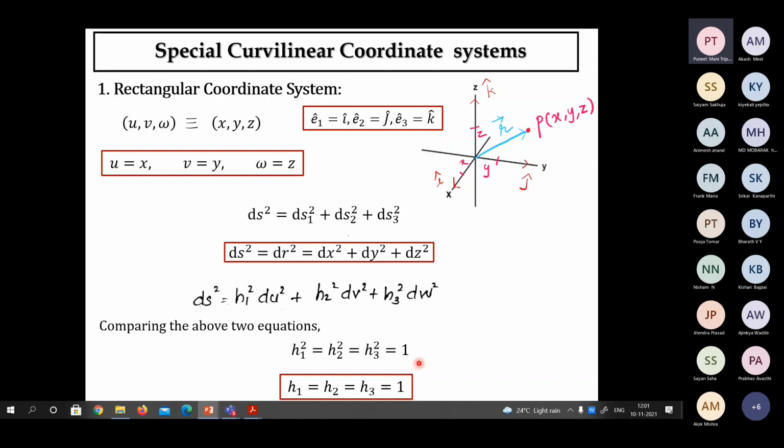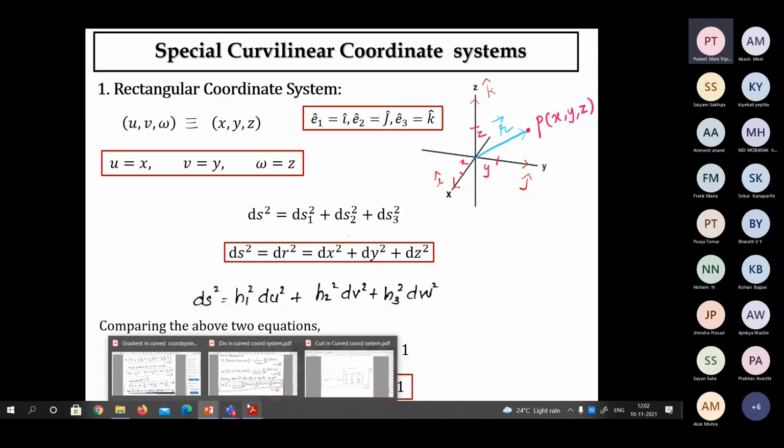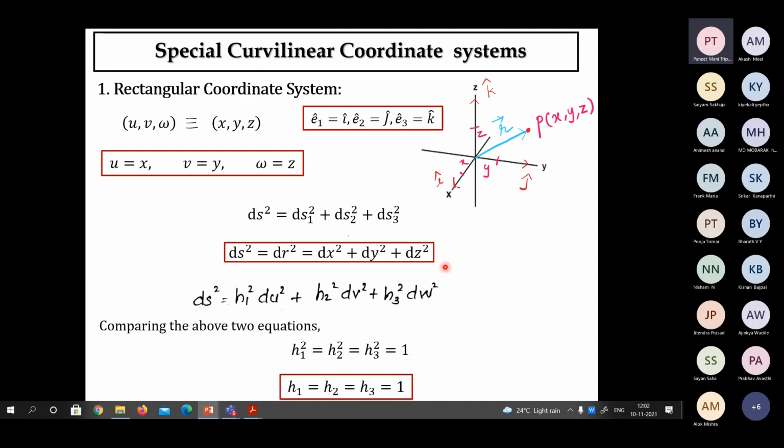Similarly, we can find the metric parameters for other special coordinate systems also. The procedure is the same. You find dx square, dy square, dz square for every system. Then finally equate with this expression for ds square. You will get h1, h2, h3 square values first, and you can find their values. This is the idea.